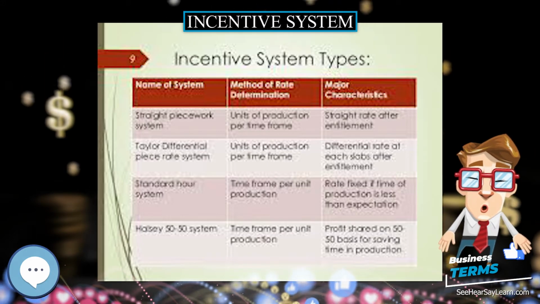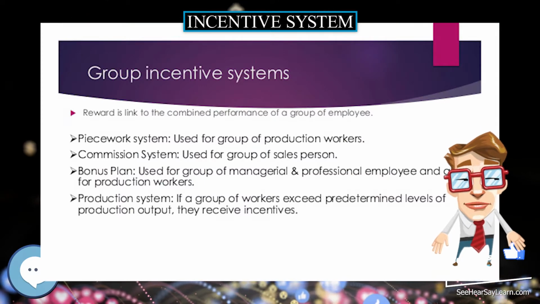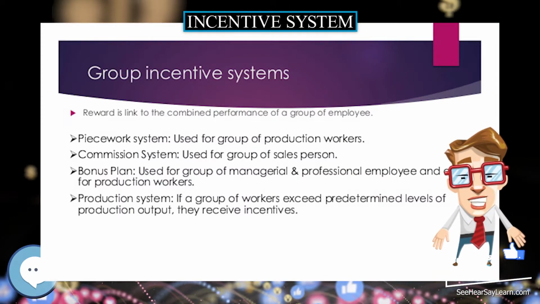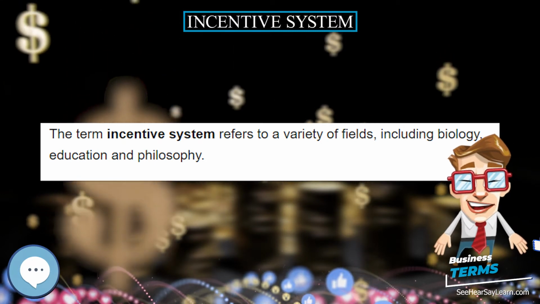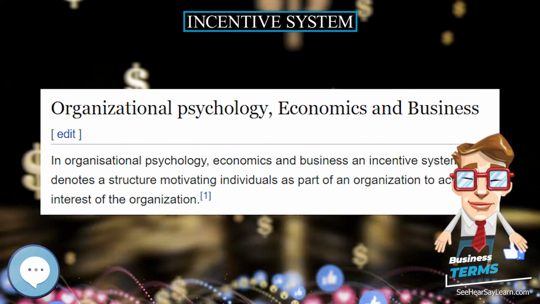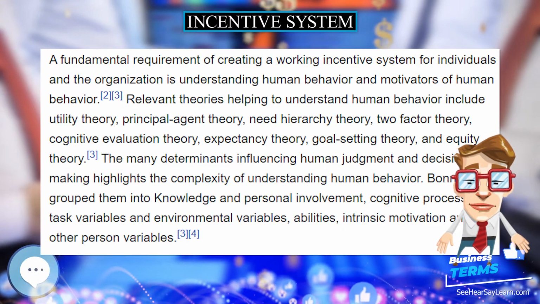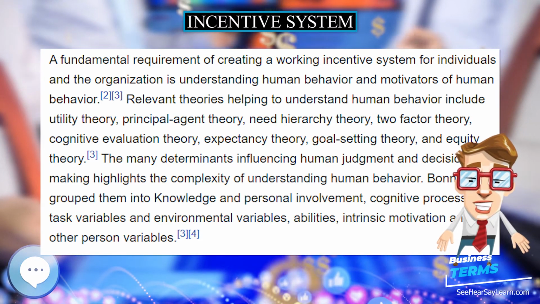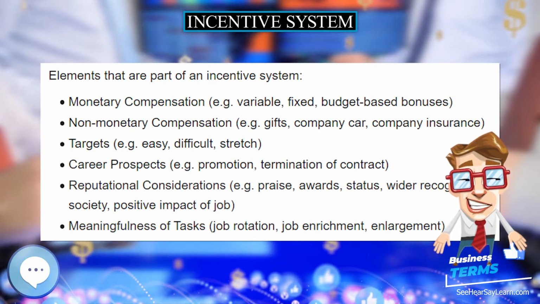A fundamental requirement of creating a working incentive system for individuals and the organization is understanding human behavior and motivators of human behavior. Relevant theories helping to understand human behavior include utility theory, principal-agent theory, need hierarchy theory, two-factor theory, cognitive evaluation theory, expectancy theory, goal-setting theory, and equity theory.